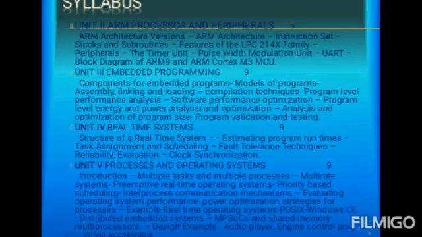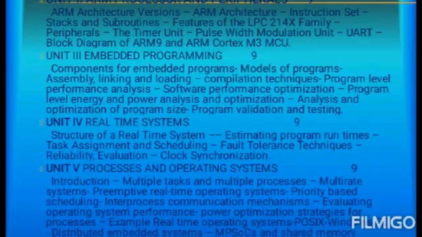In Unit 3 we are going to discuss embedded programming: the components of an embedded program, how you can write an algorithm, and how you go about the programming. In the fourth unit we discuss real-time systems and the structure of a real-time operating system, how programs have to be scheduled, and how concurrent processes operate, including multiprocessing and multitasking.